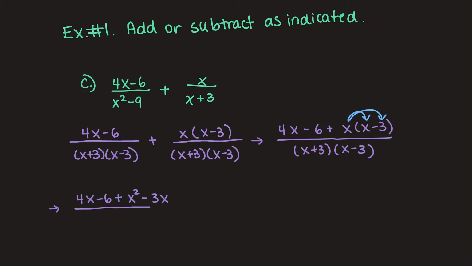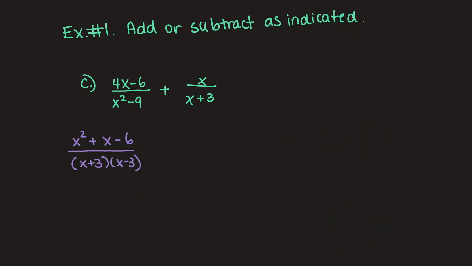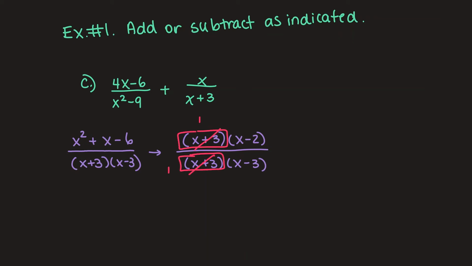Simplify the numerator by distributing and combining the like terms. And let's rewrite this numerator in descending order of powers. And the last step is to check if this rational expression can be simplified. We can actually factor the numerator, and then we have a common factor of x plus 3 that we can divide out. So our simplified final answer is x minus 2 over x minus 3.